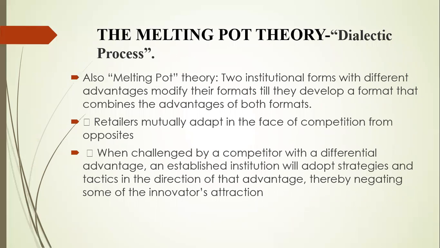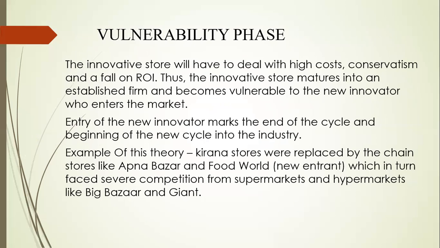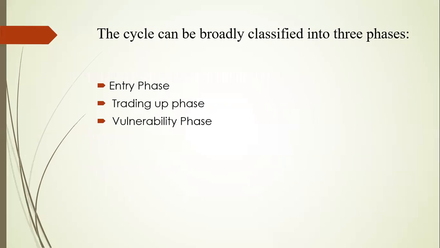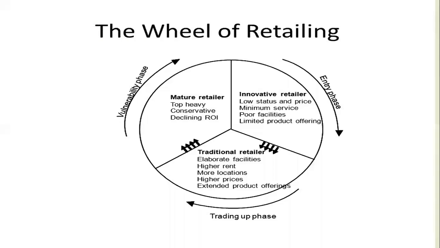Now let's move to the melting pot theory, which is also called the dialectic process. In the first theory, we saw the phases of the wheel: the entry phase comes up, then it goes to the trading up phase, then comes the vulnerability phase.